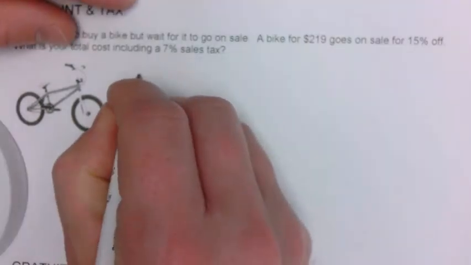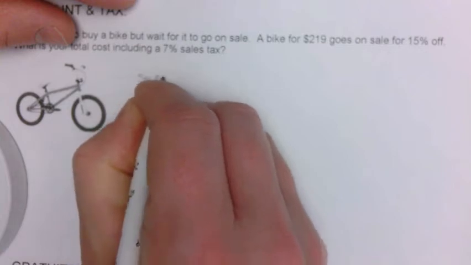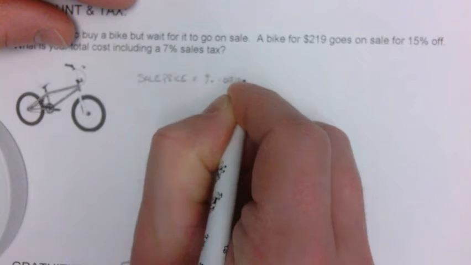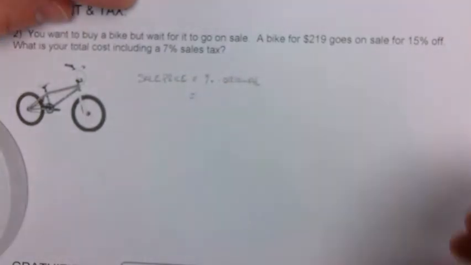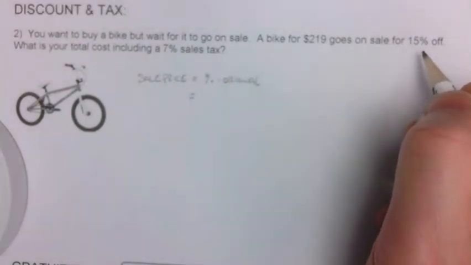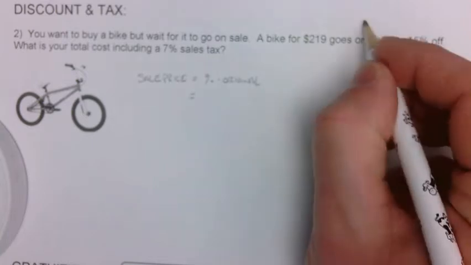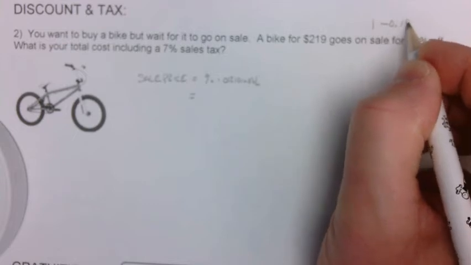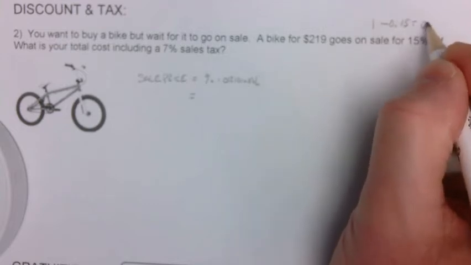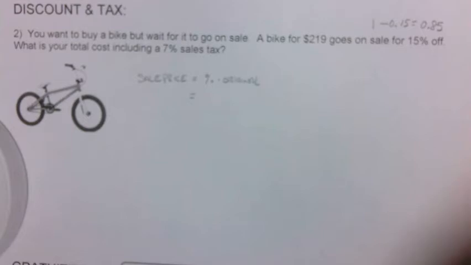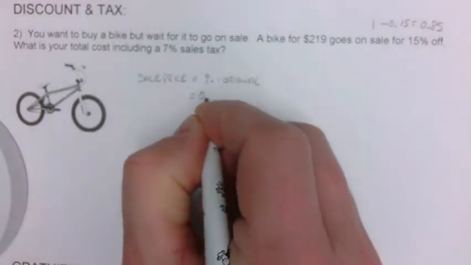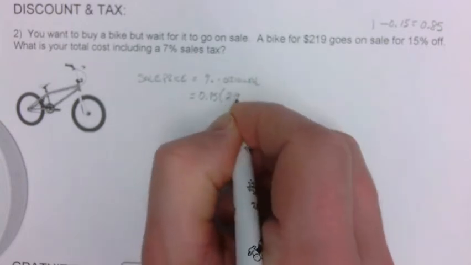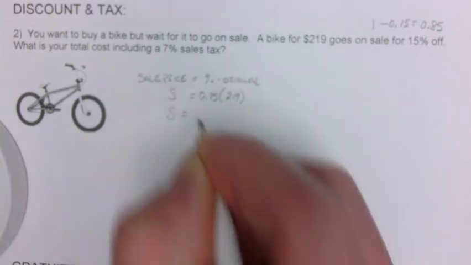I'm going to first calculate the sale price. And if I remember from before, I can do that in just one step. If I say the sale price is a percent of the original price. Okay, now remember, if something is 15% off, that's a 15% decrease. So 100%, which is 1, minus 15%, which is 15 hundredths, means that we're going to be paying 85% or 85 hundredths of the original price. So for my rate, I'm going to use the decimal 85 hundredths, and I'm going to multiply it by the original price of $219, and that's going to give me S, which is the sale price.